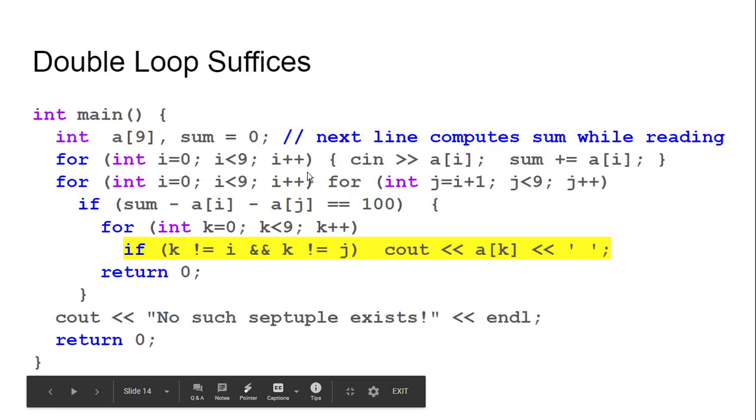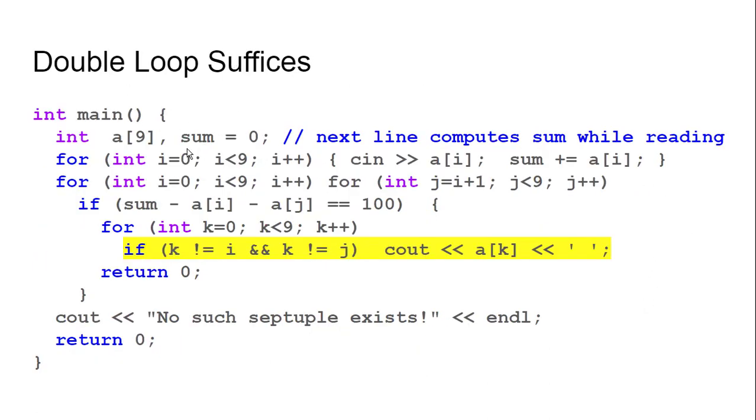So here is the code using just a double loop. In order to do this, we need to compute the total sum, so we do that while we read data. We initialize sum to 0. Each time we read in a data value, we add that to the sum. Then we double loop over i and j, and check if the sum minus a[i] minus a[j], which is the sum of the other 7 numbers, equals 100. Then we want to print out those 7 numbers.